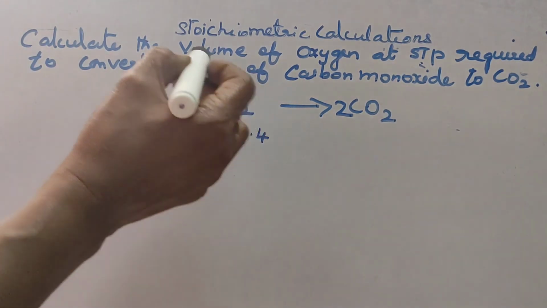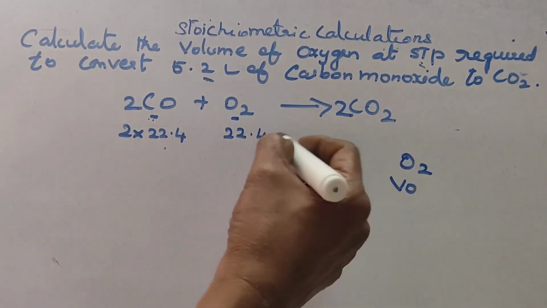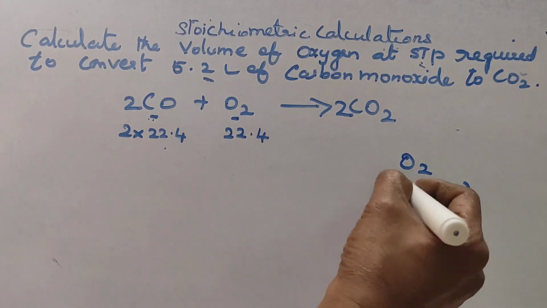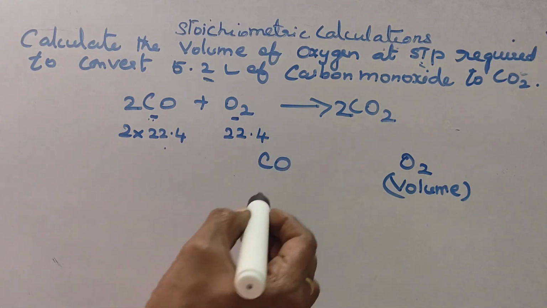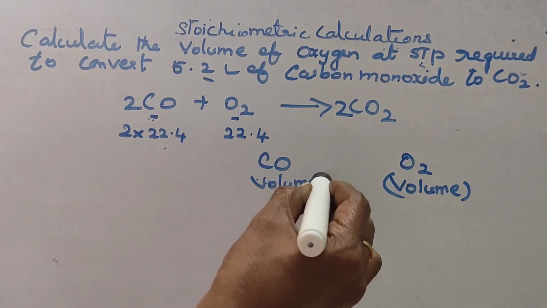So here, what is asked? Volume of oxygen, on the right side. What is asked? I have written the right side. In what form? Volume. What is given? Carbon monoxide. That is also given in the form of volume.